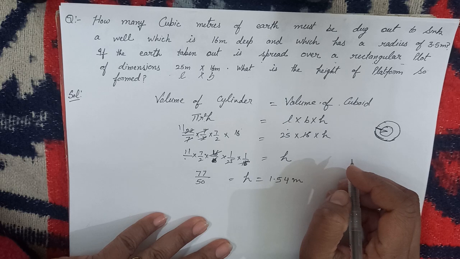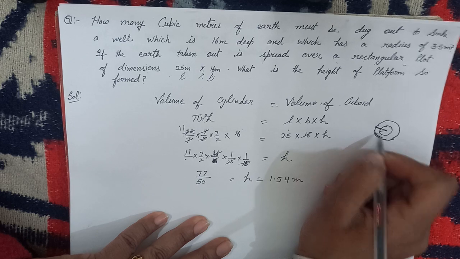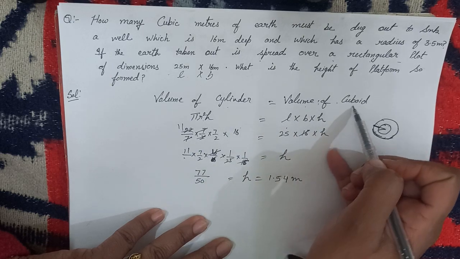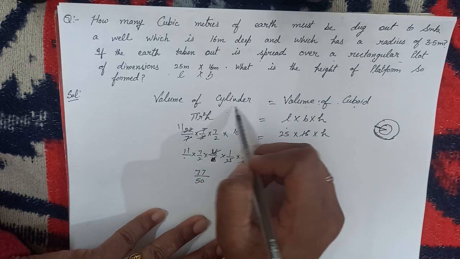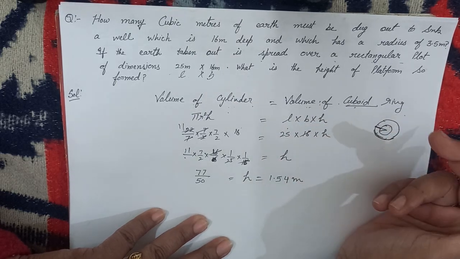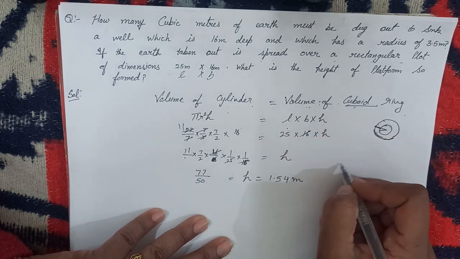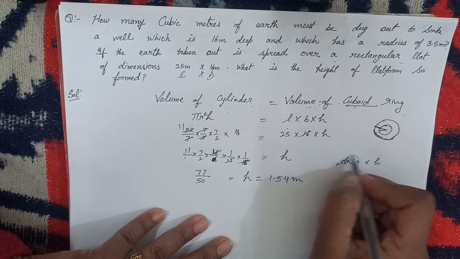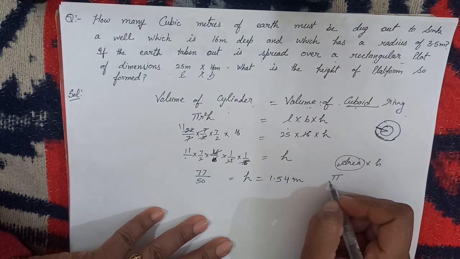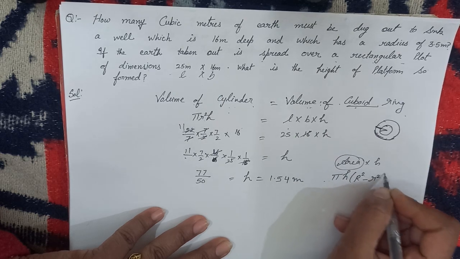Whenever we need to find the height of it, they will ask what will be the height of that embankment. Then how will we find that height? As I have said, the volume of cylinder and the volume of cuboid will be equal. Then we will say the volume of cylinder and the volume of ring will be equal. For finding the volume of ring, again we have to do area into height. Now what will be the area of that? That area formula is pi, actually pi times capital R square minus small r square.